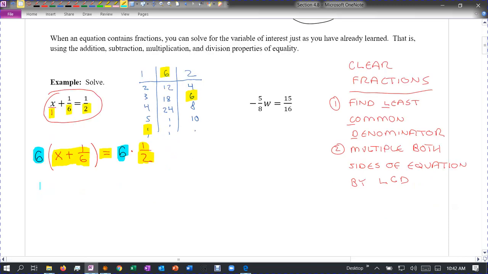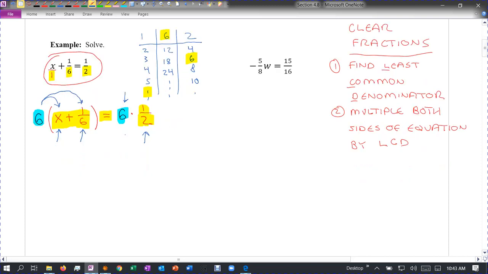Now, notice on the left-hand side I put parentheses. I did that because we have two terms. We have the x term, and then we have this 1/6. Anytime you have multiple terms, you have to put parentheses so that the number we're going to multiply will distribute through to both. On the right-hand side, all we had was 1/2, and we only had one term, so I can just slap the 6 right in front of it.